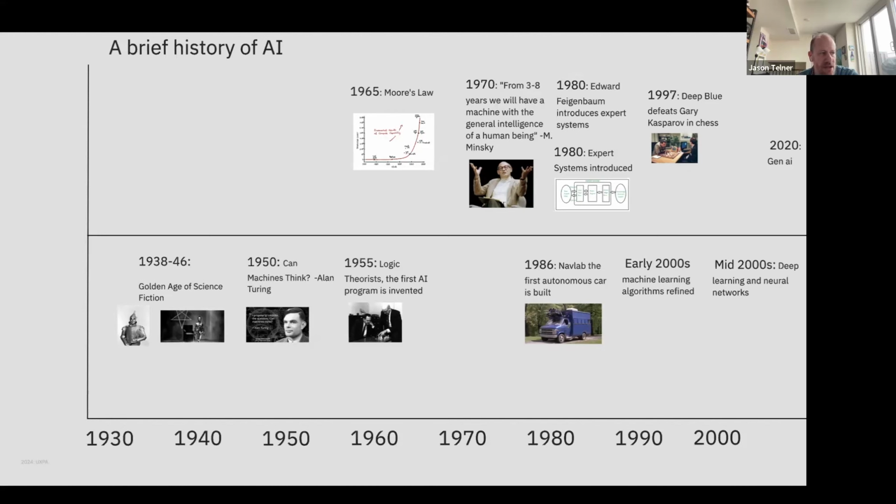So NavLab, which most people maybe have never heard of, was one of the first autonomous cars that was built. Some other significant events were Deep Blue, which was one of the expert systems, able to beat Garry Kasparov in chess in 1997. So that's an example of an AI system being able to outperform a human. And then we move into the early 2000s, which is really where machine learning algorithms start to take off and become more well-developed and advanced. And we'll go on to our next slide.